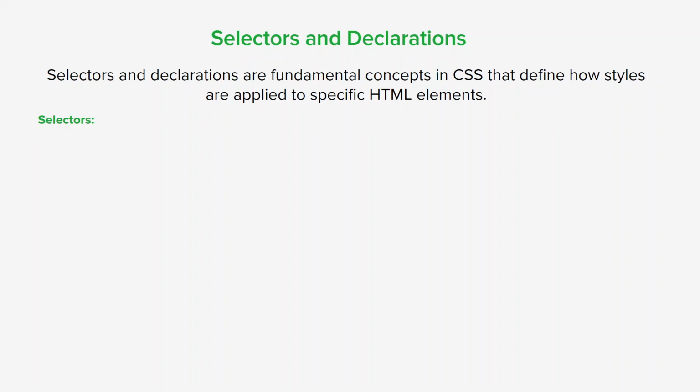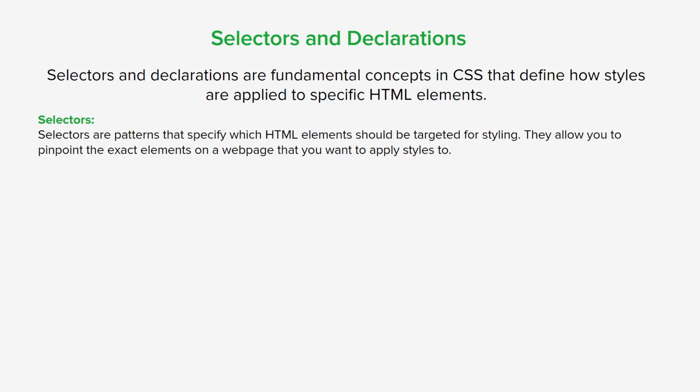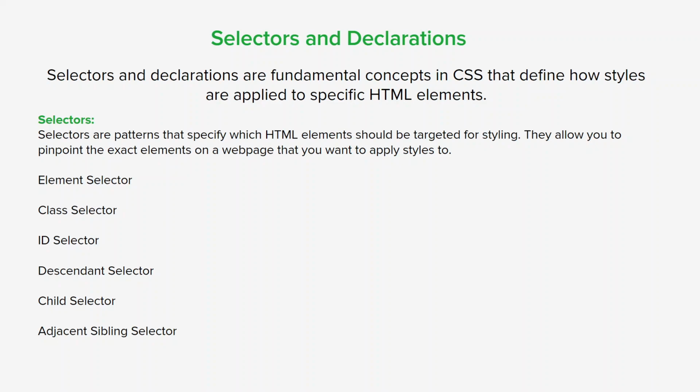Selectors are patterns that specify which HTML elements should be targeted for styling, and they allow you to pinpoint the exact elements on a web page that you want to apply styles to. There are several types of selectors, including element selector, class selector, ID selector, descendant selector, child selector, adjacent sibling selector, and pseudo class and pseudo elements.